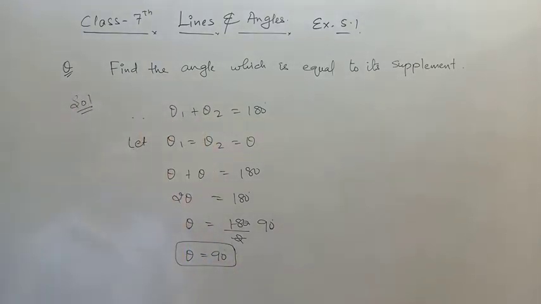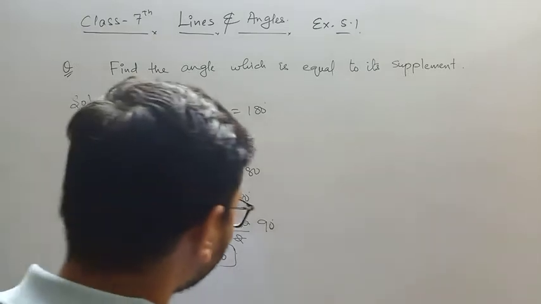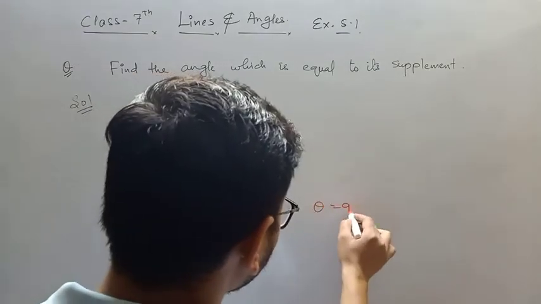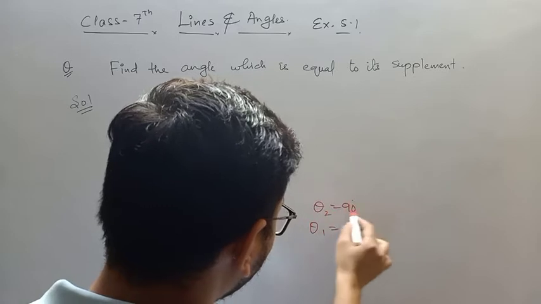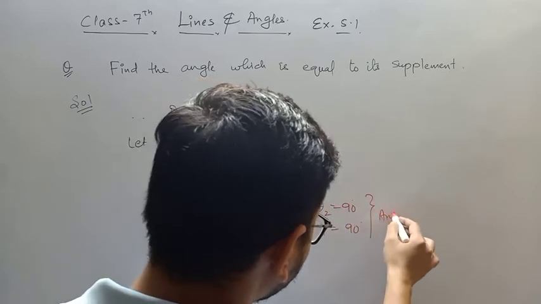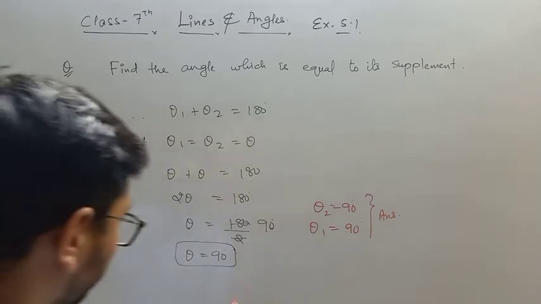So the angle which is equal to its supplement, the answer is 90. That means theta 1 is equal to 90 and theta 2 is equal to 90. Note it down first. This is your answer.